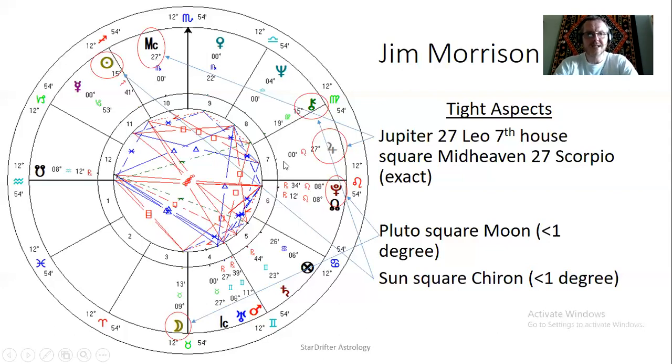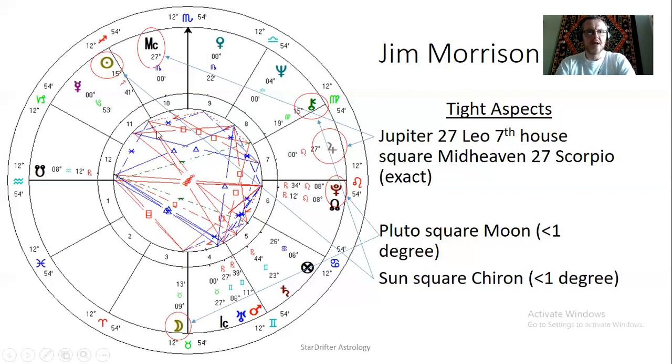And as an exact square aspect, squares cause a certain amount of tension, so things need to happen. So in Jim's life, with the Jupiter in Leo, that's about expressing himself creatively in big ways. Jupiter is always about doing things big, in massive, enormous ways. So the tension was for Jim to express through his midheaven.